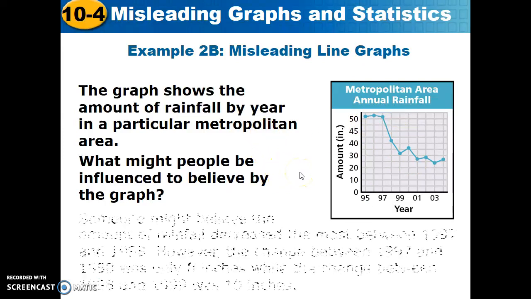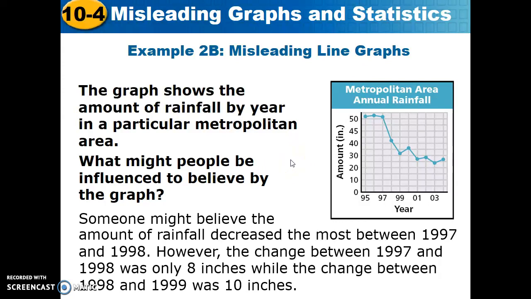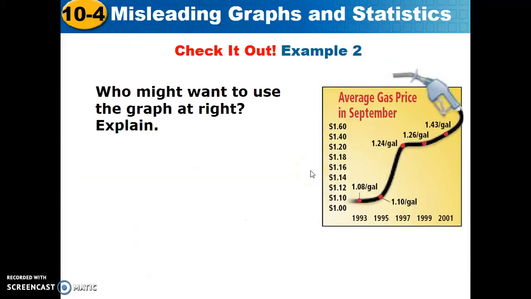What might people be influenced to believe by the graph? They might believe that the amount of rainfall decreased the most between 97, right here, and 98. We can see a drastic decrease. However, the change between 97 and 98 was only 8 inches, while between 1998, right here, and 99, it was 10. So this section of the graph looks way steeper than this section, but the lower section is 10, while the upper is 8. Let's look at example 2.